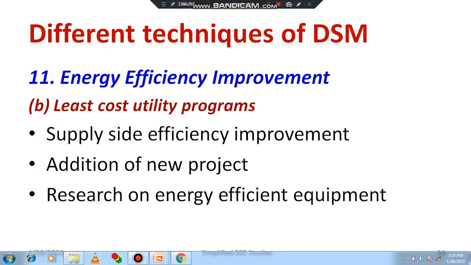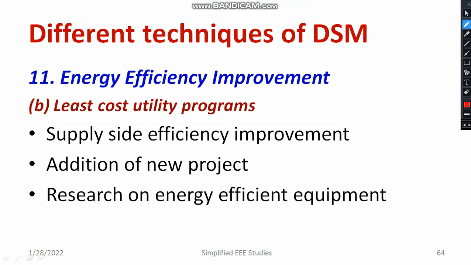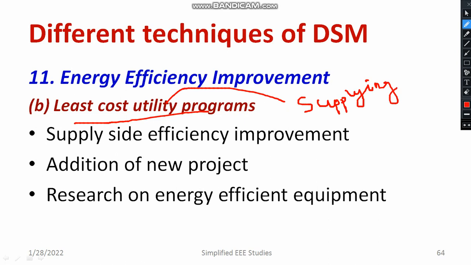Let us discuss the second part, called the least cost utility program. What is a utility? A utility is a supplying company. You know there are different supplying companies throughout your country, your states, etc. The main purpose of a utility company is to supply electricity to the customer and receive the payment, to balance the supply and payment.